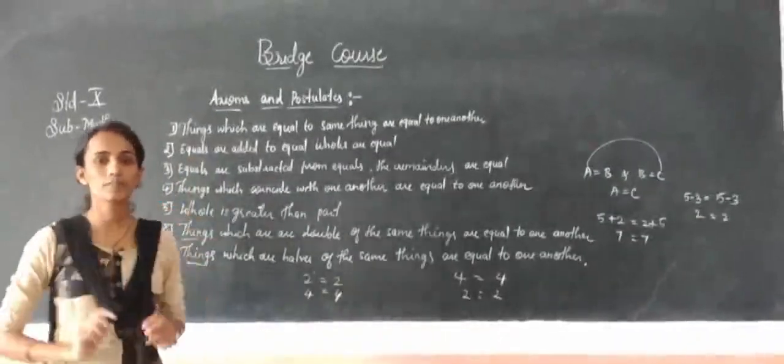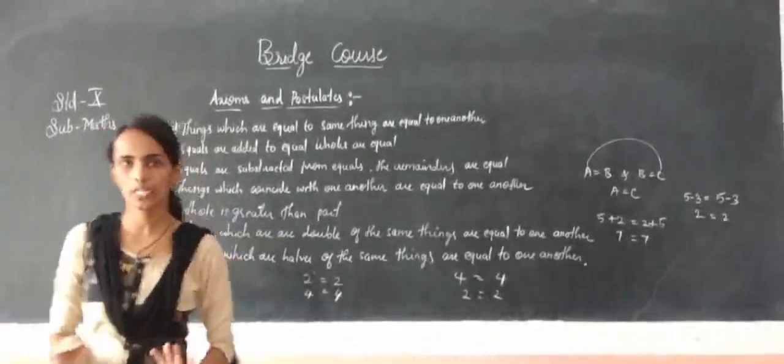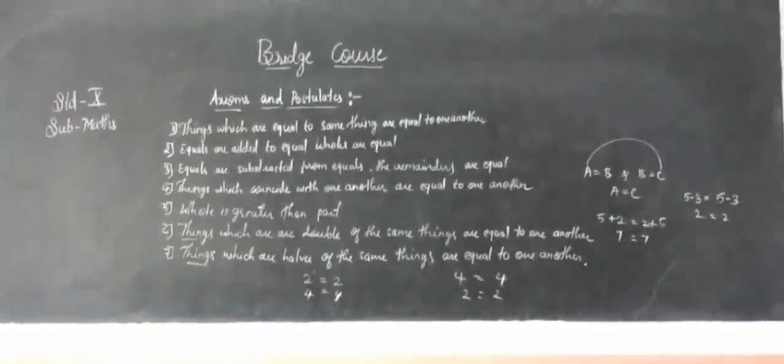So these are the axioms. I hope you all understood the axioms. There are 7 axioms; you have to be perfect in these. Okay, we will see the postulates now.